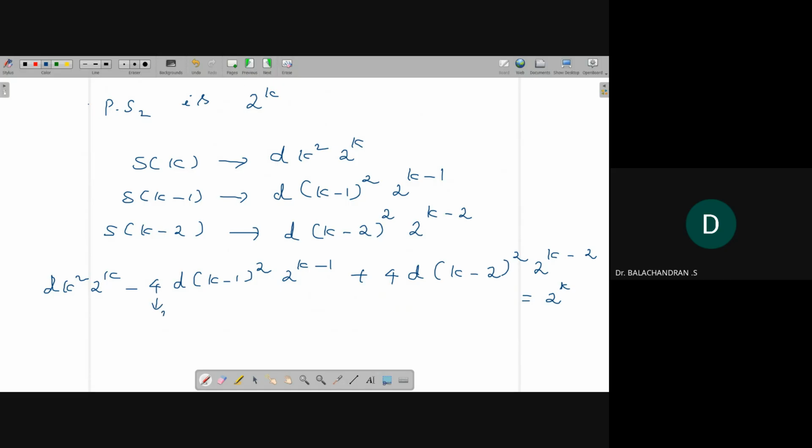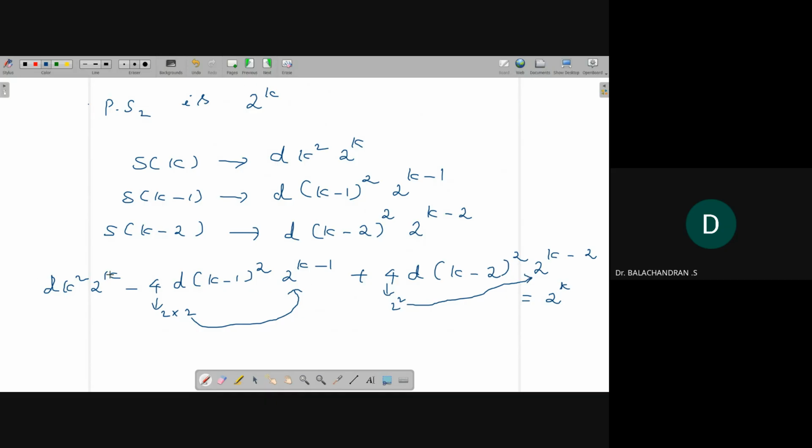This one is a 2 into 2. So I'll combine this 2 with this 2 power k minus 1, so 2 power k I will get. This is actually 2 square, okay, 4 is 2 square. I will combine this 2 square with this 2 power k minus 2. You'll get 2 power k.